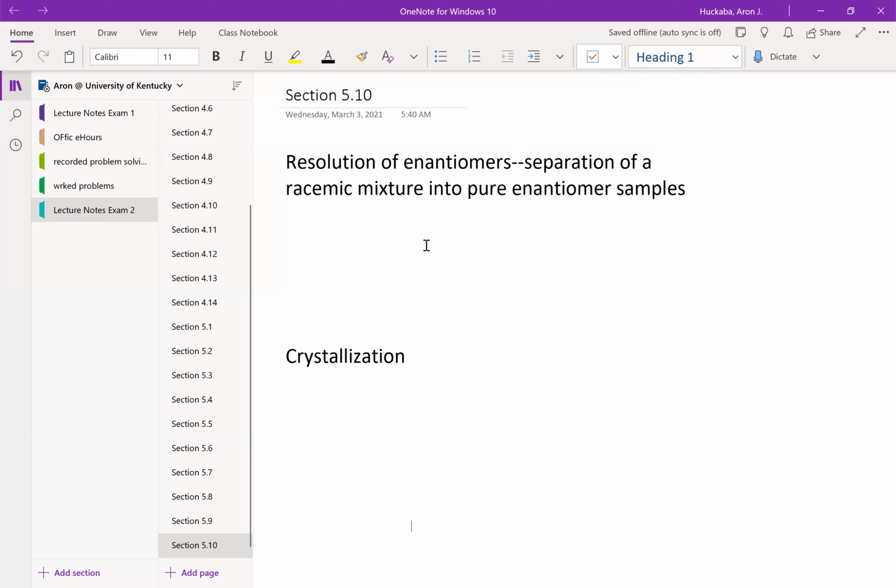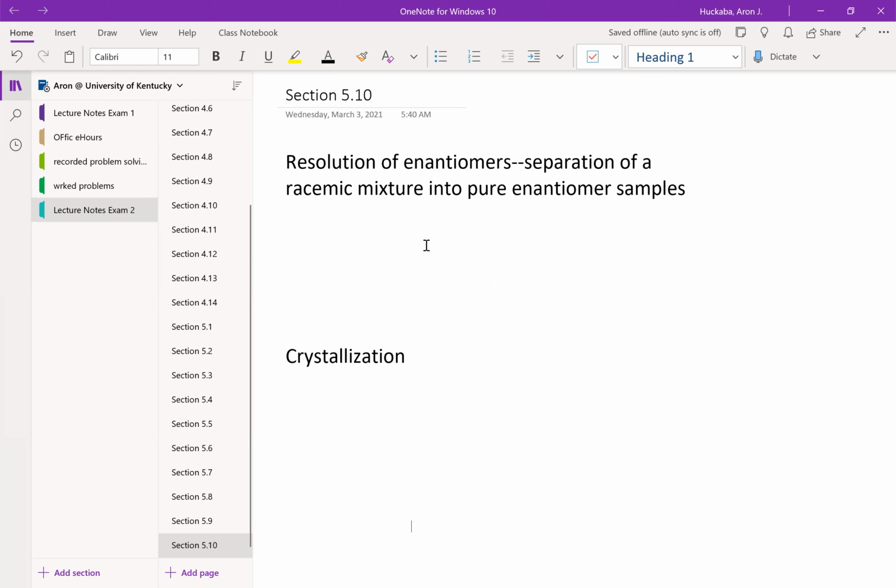So what we need to do, as scientists, is turn a racemic mixture into pure enantiomer samples, and that's called resolution of enantiomers, just the separation of a racemic mixture into the enantiomers separated from each other.